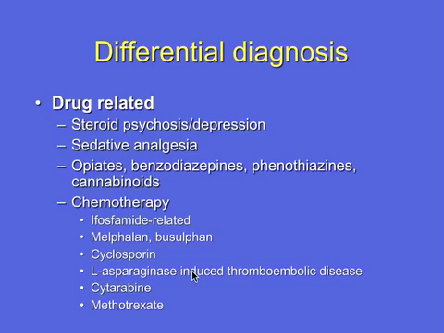Asparaginase causes thromboembolic disease, so you may end up with strokes. Cytarabine causes a well-defined neurotoxicity, and methotrexate, which is used widely in leukemia and other diseases, is well described to be associated with an encephalopathic illness, sometimes associated with the reversible posterior leukoencephalopathy syndrome. And so all in all, these are quite a significant group of potential causes.